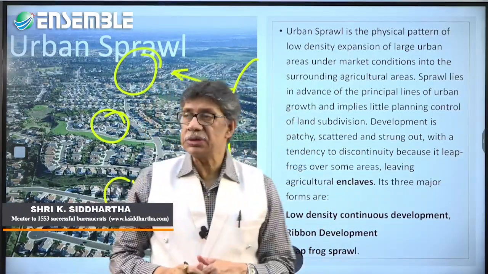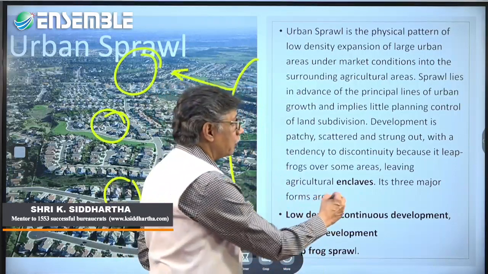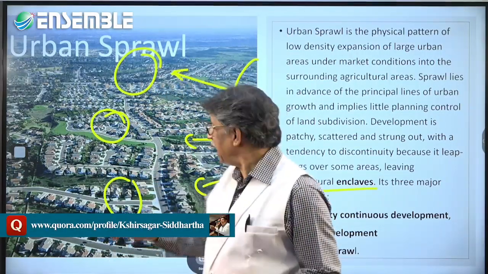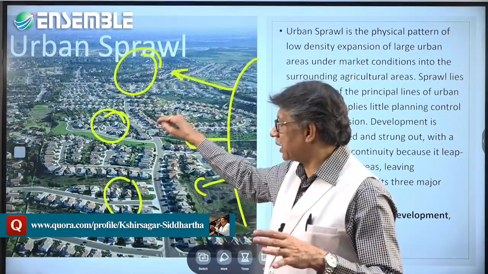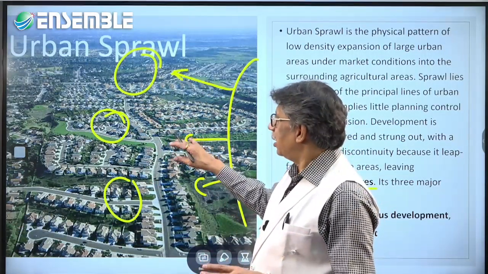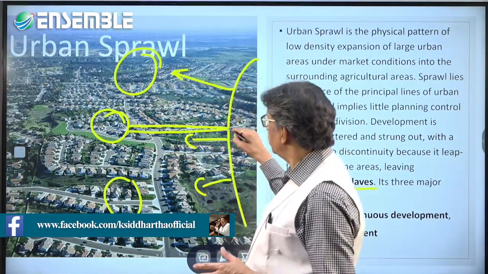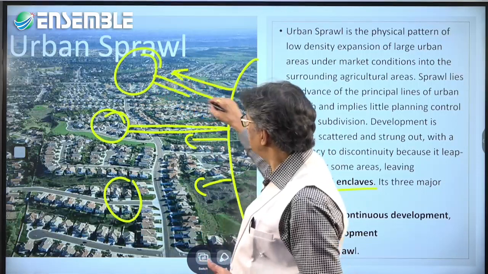And what it will do is that it will leave a certain type of agricultural enclaves. That means in between there will be some type of enclaves that will be left. That means all of a sudden you are moving on a road. This is going to be a road. This road is going to be connecting it. This is going to be another road that will be connecting it.